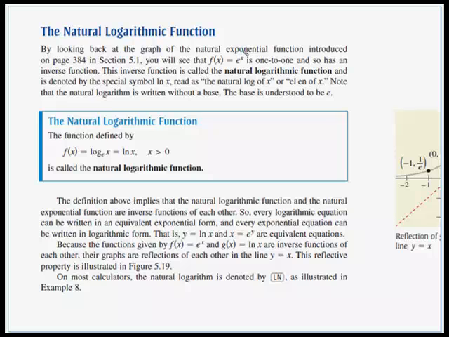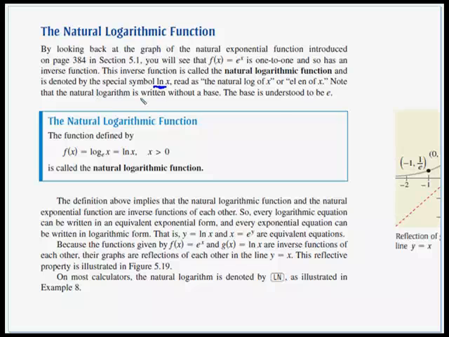By looking back at the graph of the natural exponential function introduced earlier in this chapter in section 5.1, you'll see that f of x equals e to the x is 1-to-1, so it does have an inverse function. This inverse function is called the natural logarithmic function and is denoted by the special symbol ln x, which is read as the natural log of x, or the ln of x, just like you're naming it by its letters. We have L, we have N, the ln of x.